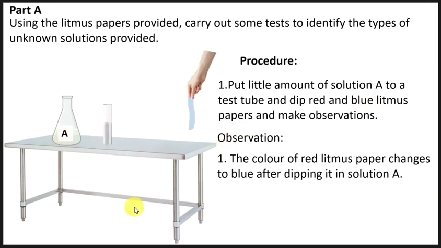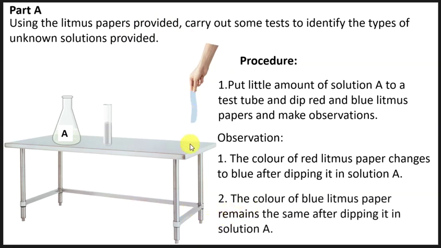Okay, so get blue litmus paper, we dip it there and also make careful observation. So we'll make observation 2 here, which says... Nothing we have seen, right? Yes, so we'll record according to what we have seen. Okay, so we'll say the color of blue litmus paper remains the same after dipping it in solution A.